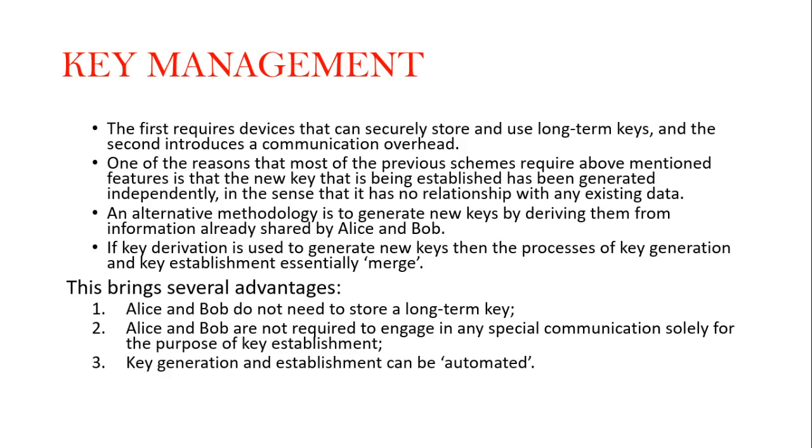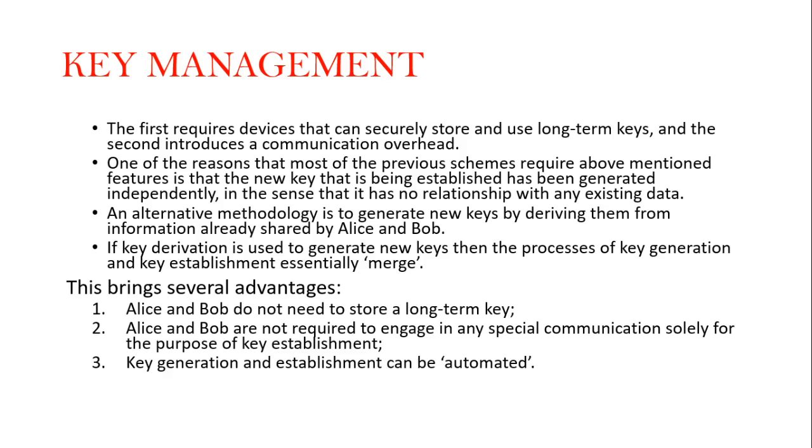One of the reasons that most of the previous schemes require the above mentioned features is that the new key being established has been generated independently, in the sense that it has no relationship with any existing data. An alternative methodology is to generate new keys by deriving them from information already saved by Alice and Bob. If key derivation is used to generate new keys, then the processes of key generation and key establishment essentially merge.